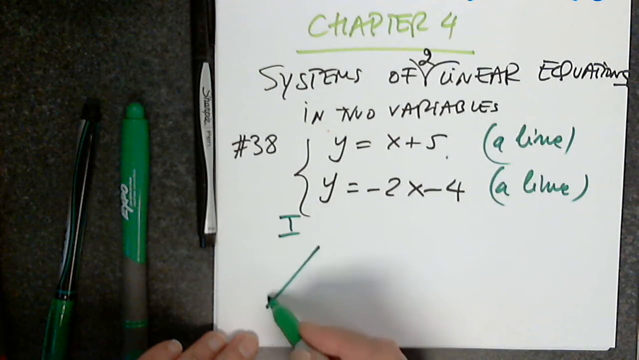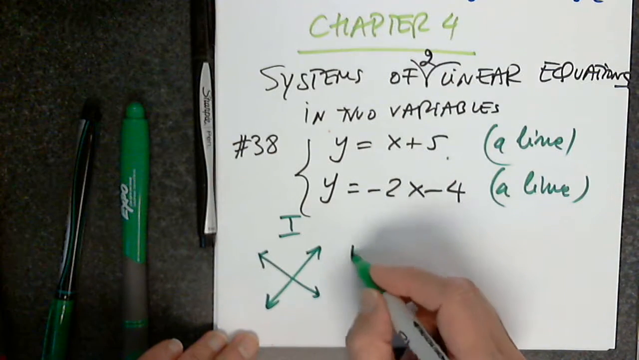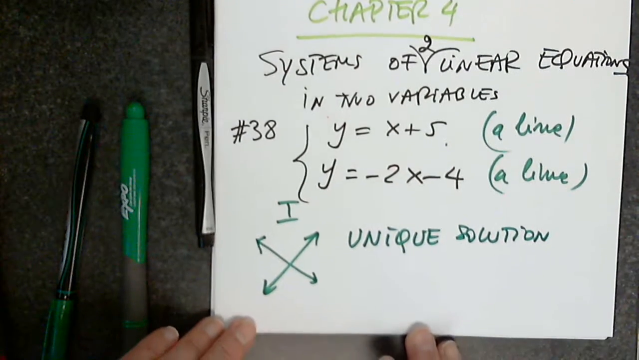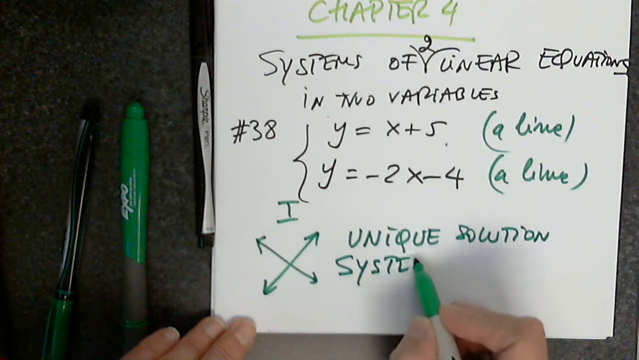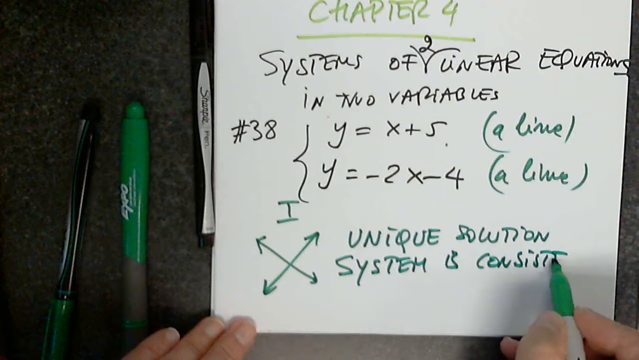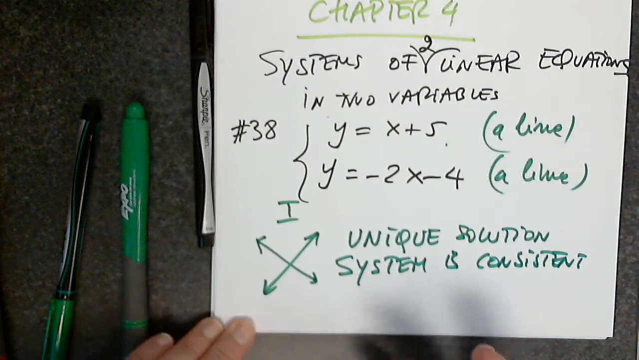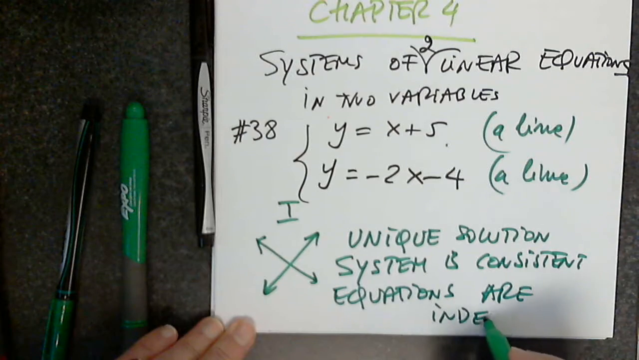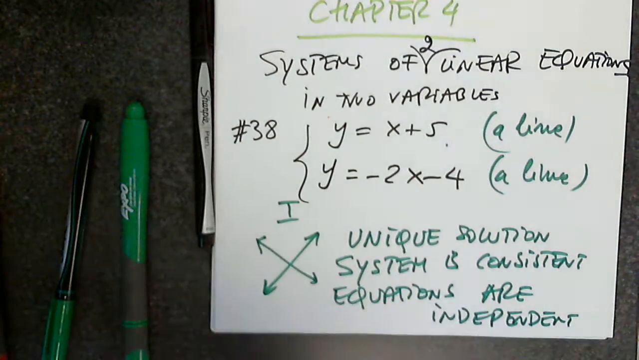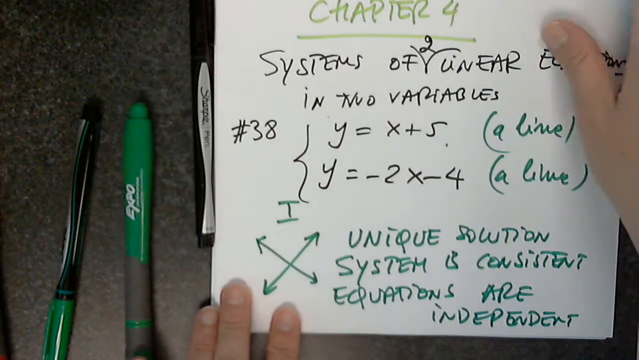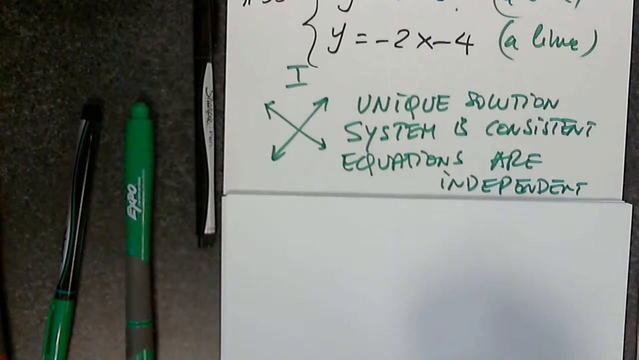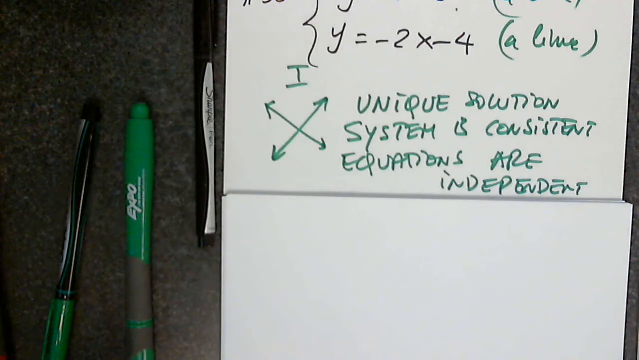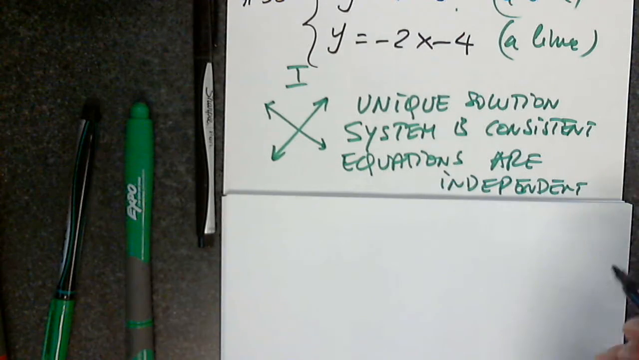So possibility number 1, we call this unique. Just one unique solution. The system is called consistent. In other words, it has a solution, at least one. And the equations are independent of one another. Nothing else can happen. There are only 3 options. So, unique solution, the system is consistent because it has at least a solution, and equations are independent.